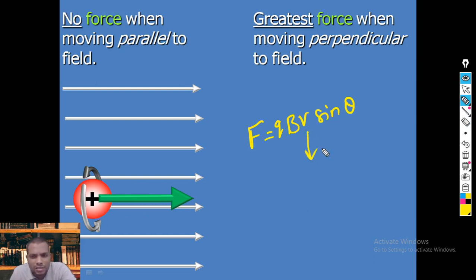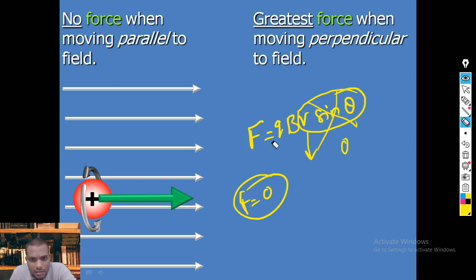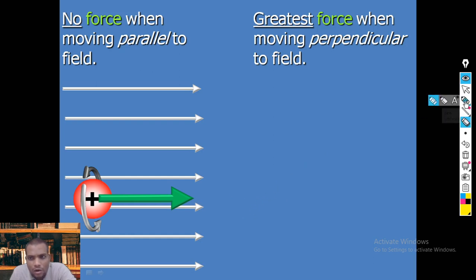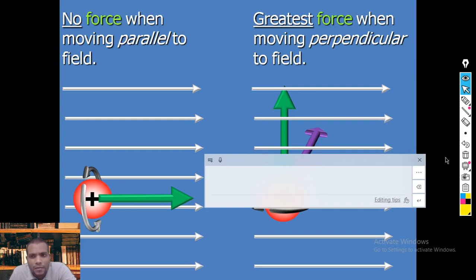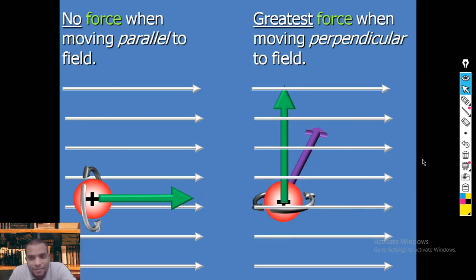If there is no velocity, the charge is at rest, so there is no concept of the component V sin theta. This term equals 0. So if that term goes to 0, the force on the charge goes to 0. It means I can restate: if a charge is not moving in a magnetic field, on the charge there won't be any force.